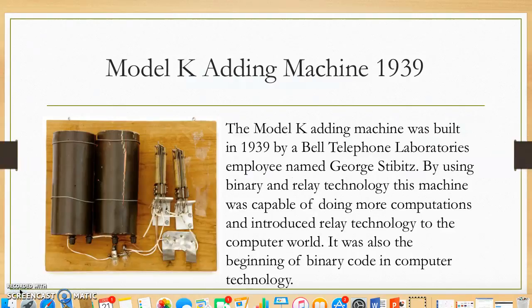The first machine that used binary and relay technology was the Model K adding machine. It was created by George Stibitz, who worked for Bell Telephone Laboratories. By using binary and relay technology, this machine was capable of doing more computations and introduced relay technology to the computer world. It was also the beginning of binary code in computer technology.